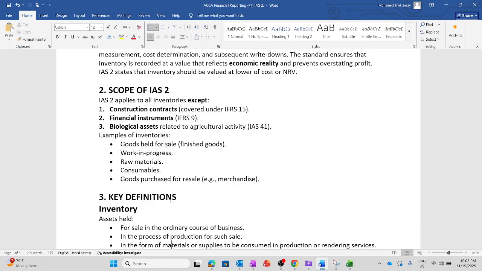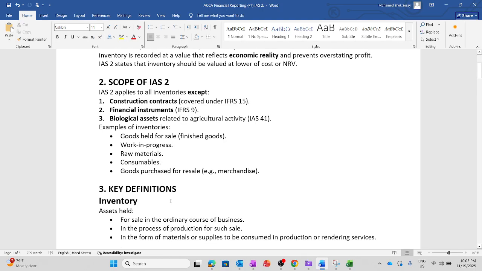Also, we are not going to use IAS 2 to account for biological assets related to agricultural activity under IAS 41. So now, if we look at examples of inventories, we can talk about the goods held for sale, which are the finished goods. As I mentioned earlier, the bottle of Sierra juice or pure water is a finished good. Then we can sell it to customers, so we can account for it as inventory. The work in progress, we are talking about the raw materials: the mango for Sierra juice, the water, the sugar that they are going to put together to produce a single bottle of Sierra juice. We can account for the raw material as inventory.